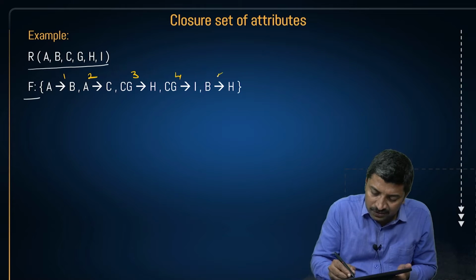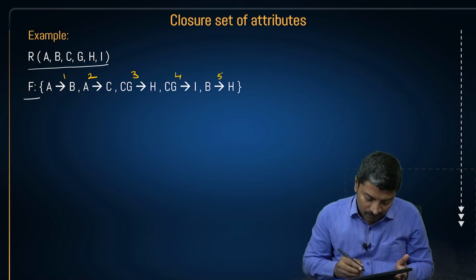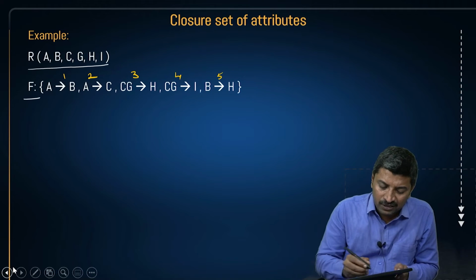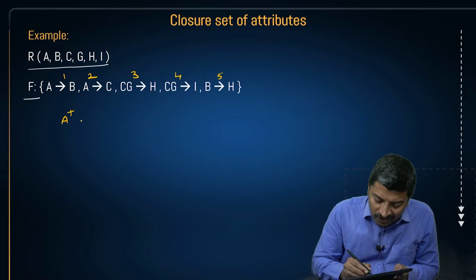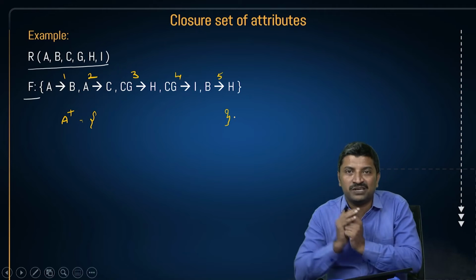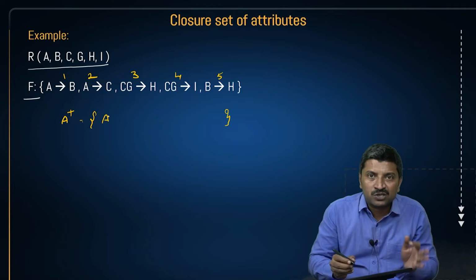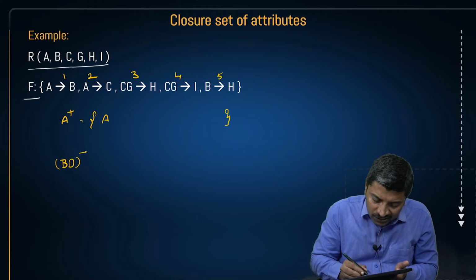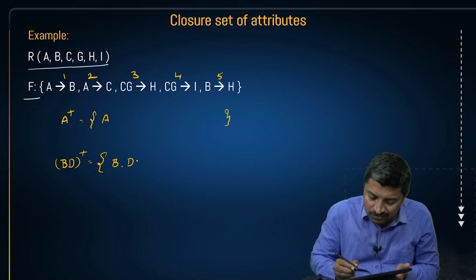Five functional dependencies. Fine. Now let us find the closure set of some attributes. Suppose I want to find the closure set of A. What are the attributes which can be derived from A? A always implies A because it is a trivial functional dependency. Suppose I am finding BD plus, then without any second thought, what are the attributes we can write? We can write B as well as D.